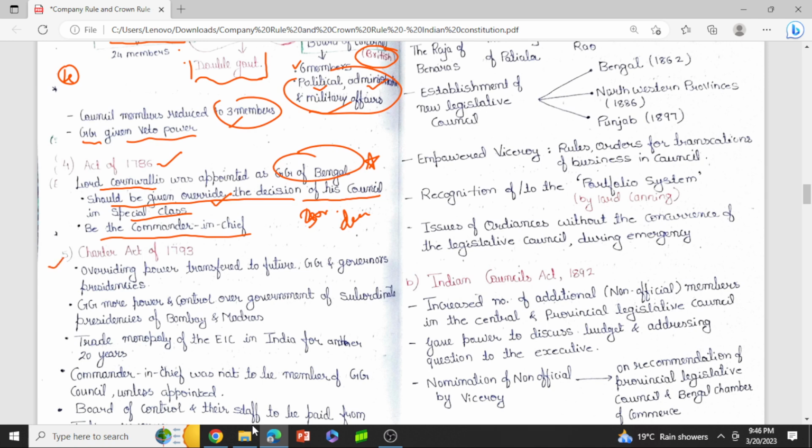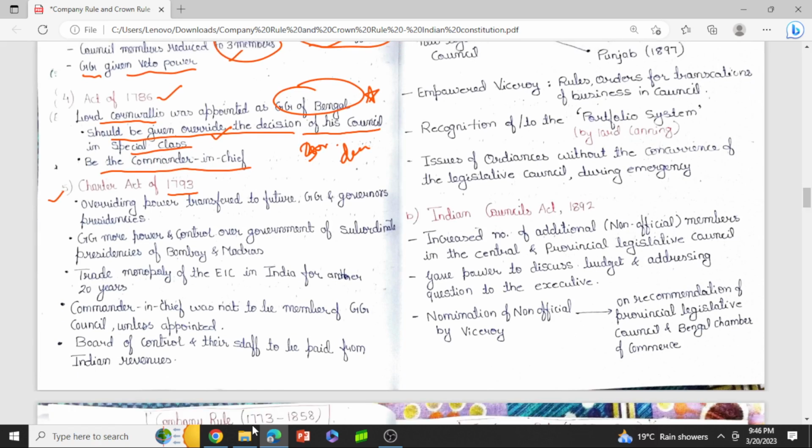Then came the Charter Act of 1793. This continued the overriding decision of the councils to the further Governor Generals and the Governors of presidencies. So this was carried forward, and more power and control over the subordinate presidencies of Bombay and Madras was given. So they were now controlled more. The Bengal governor started having more control over Bombay and Madras.